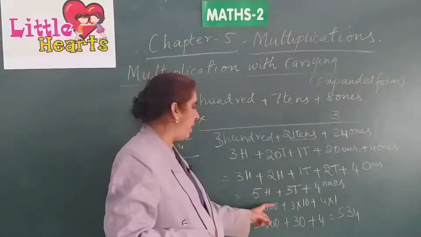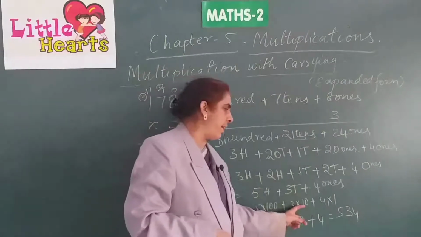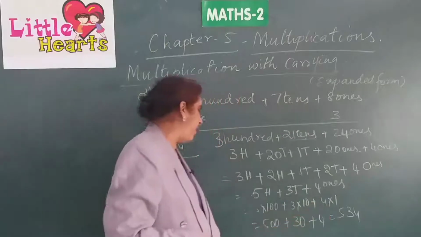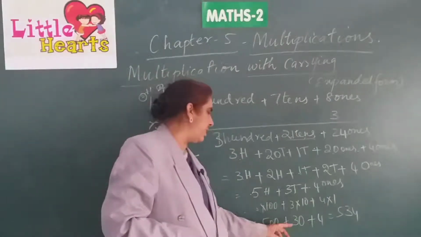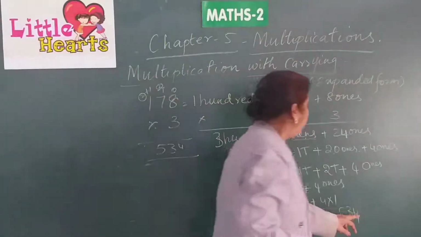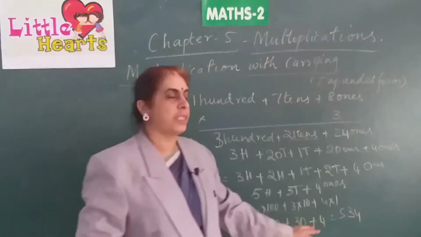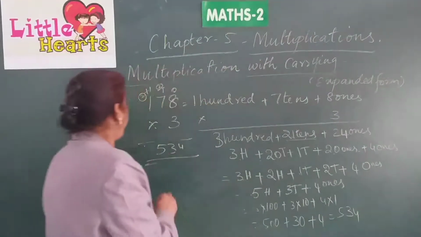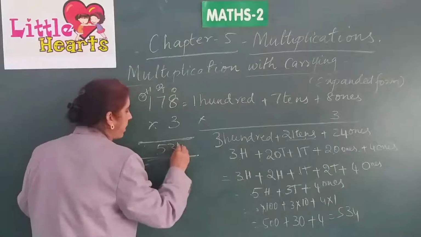500 is 5 into 100, 3 tens is 3 into 10, 4 ones is 4 into 1. 500 plus 30 plus 4 equals 534. 534 is the final answer. If you multiply in short form also, you will get the same answer.